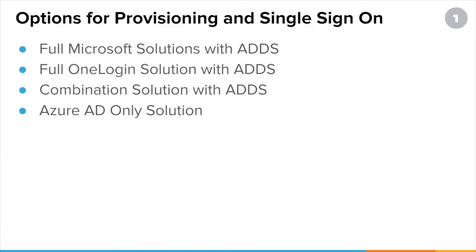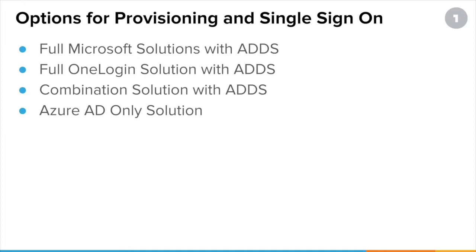So we're going to take a look at the four main options for configuring both provisioning and single sign-on for Office 365. The first three assume you have ADDS configured in your environment and you want to integrate it. So we're first going to look at the pure Microsoft solutions. Again, many of you most likely already have one of these options configured in your environment.